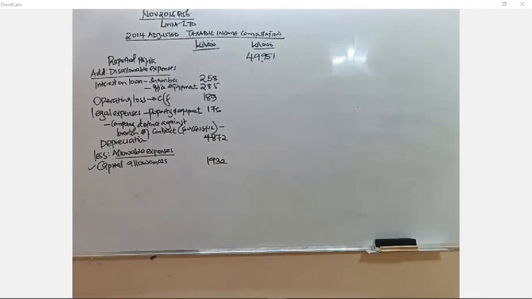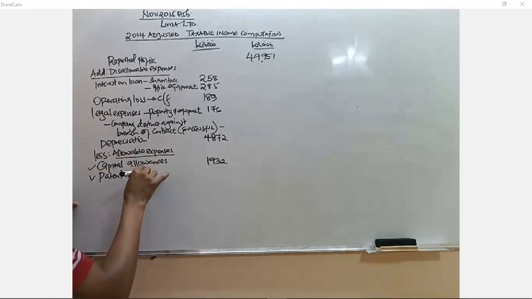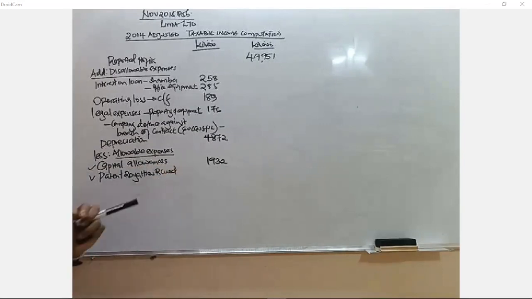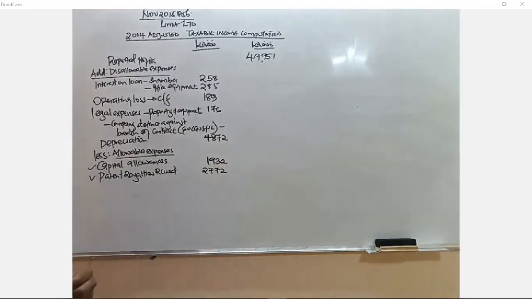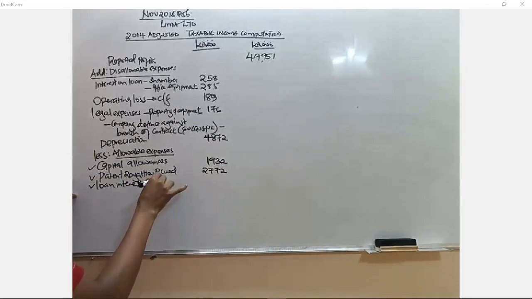How much was it? Patent royalties received, how much were we told? So the patent royalties received is 2772. The patent royalties received, how much were we given? 2772. Then also we have loan interest received. All these things we just do here so that you get marks. The loan interest received amounts to 183.